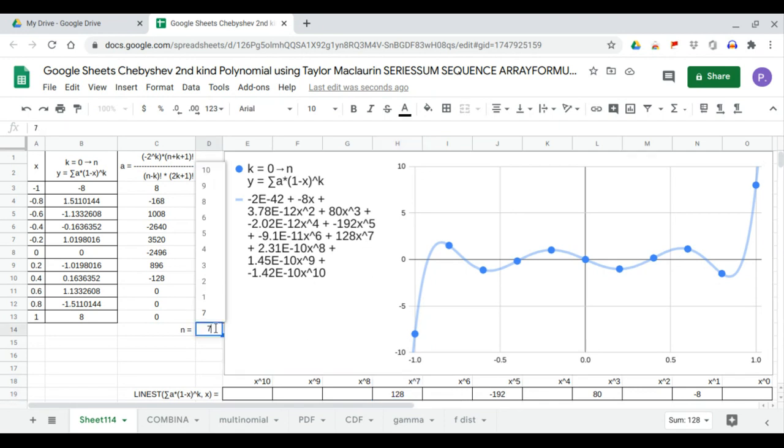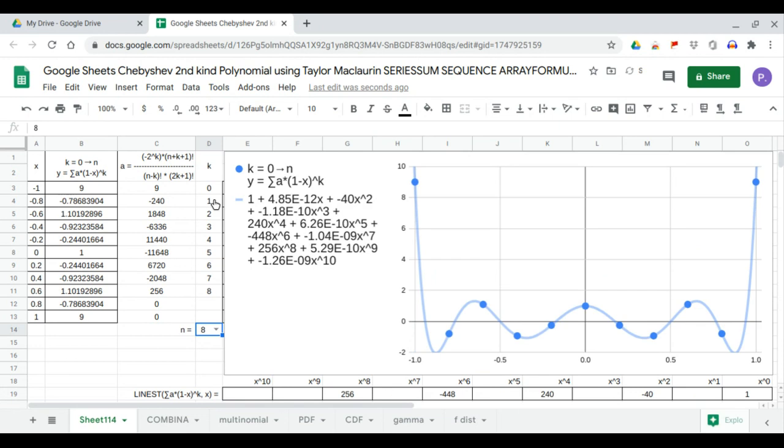At n equals 8, the Chebyshev second kind polynomial y equals 1 minus 40x squared plus 240x to the fourth minus 448x to the sixth plus 256x to the eighth.